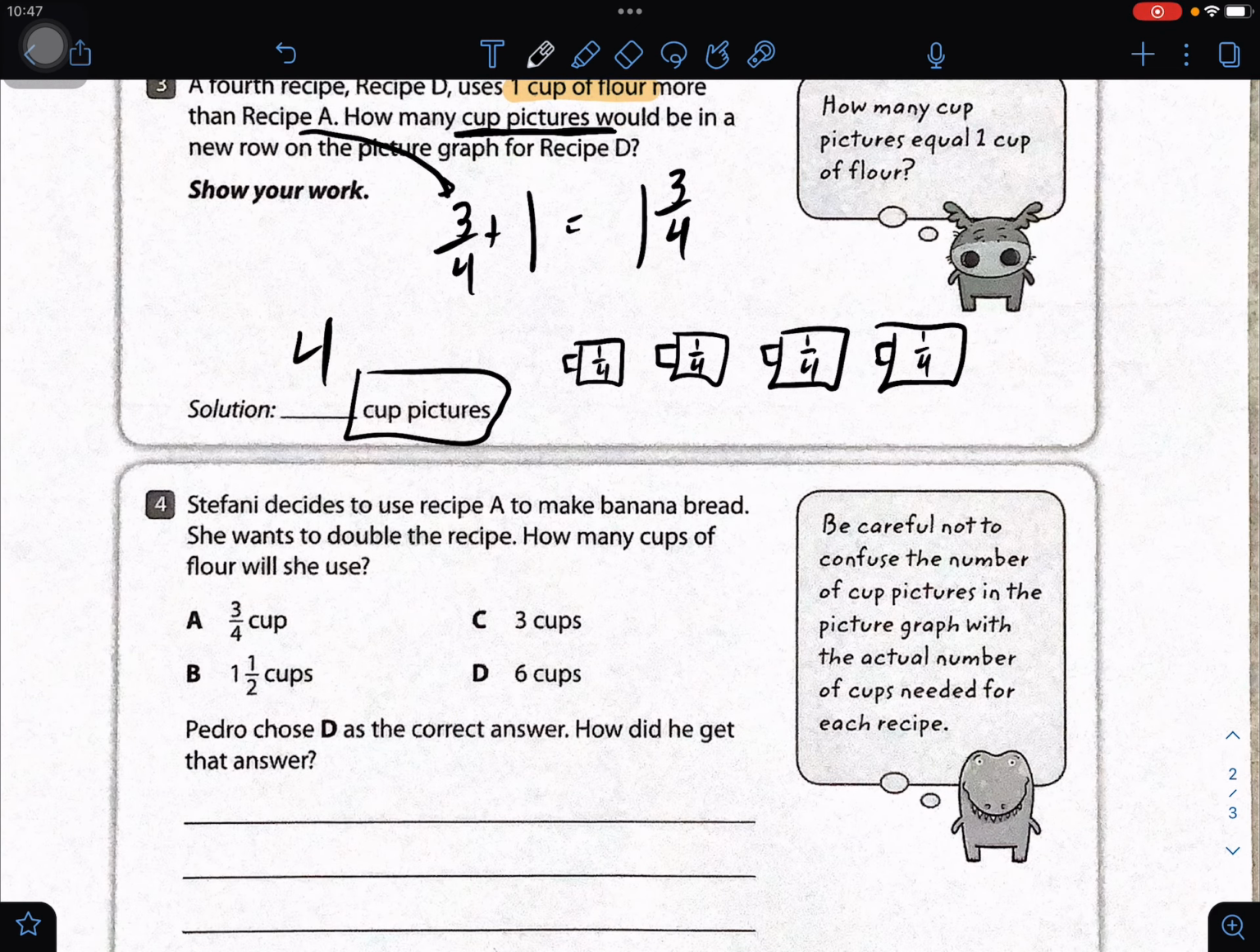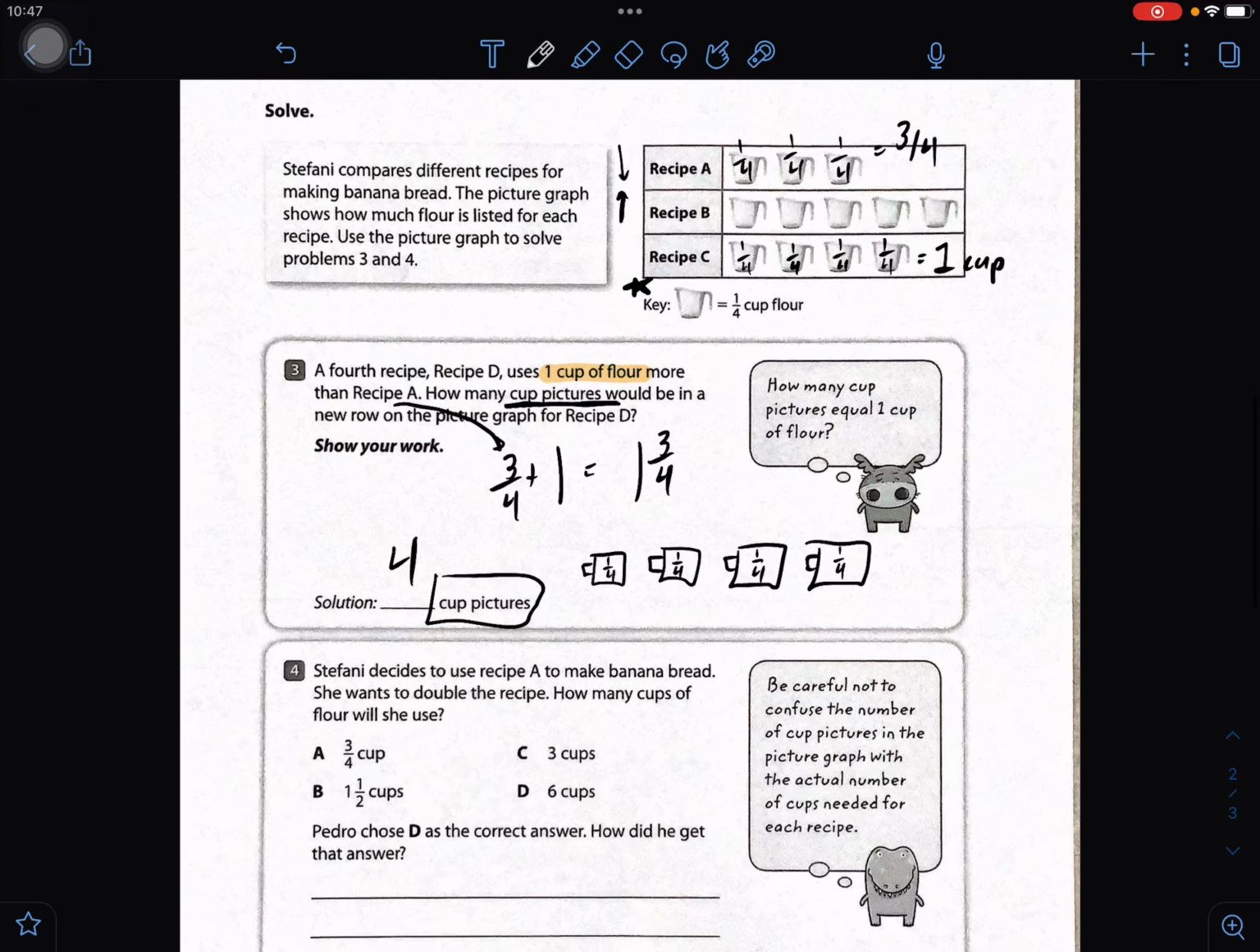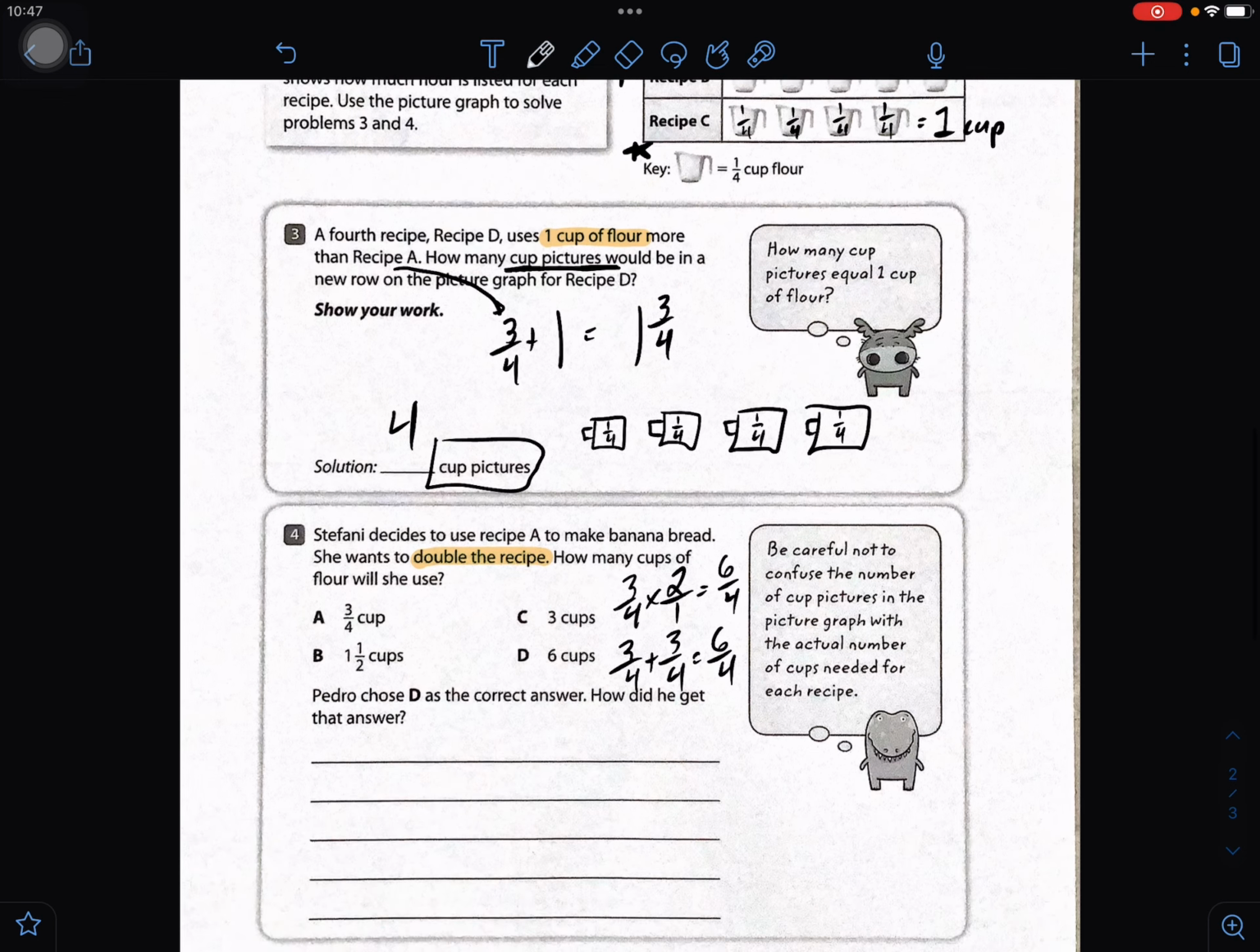Number 4, Stephanie decides to use recipe A to make banana bread. She wants to double the recipe. How many cups of flour will she use? So if I go back to my picture and I look at recipe A, we already found it has 3/4, and it's saying that Stephanie wants to double this recipe. So I can do 3/4 times 2, or I could do 3/4 plus 3/4, which I know either way is going to equal 6/4. Man, of course, 6/4 is not on my choice list, but I know that 6/4 can simplify to 1 2/4.